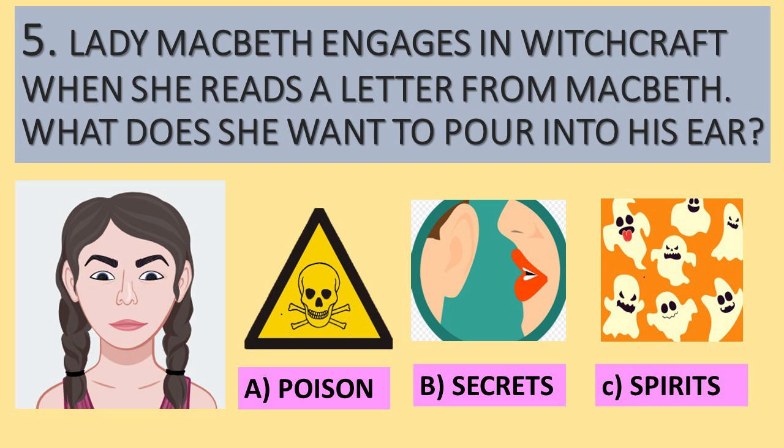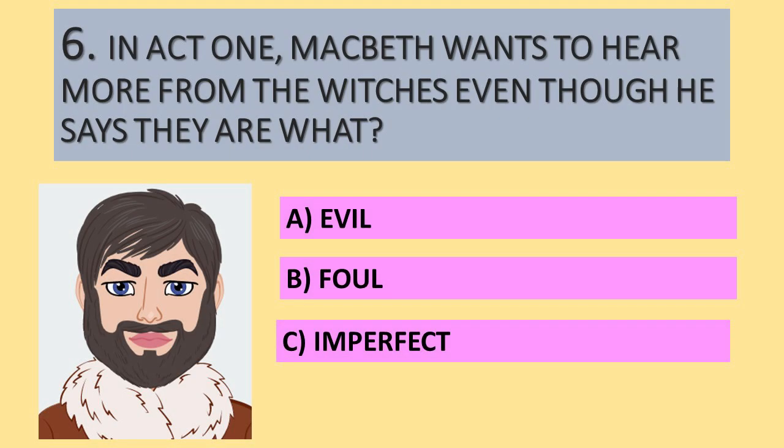Question number 5. Lady Macbeth engages in witchcraft when she reads a letter from Macbeth that tells her he's met with the witches. What does she want to pour into his ear? Is it A, poison, B, secrets, or is it C, spirits? Question number 6. In Act 1, Macbeth wants to hear more from the witches, even though he says they are what? Is it A, evil, B, foul, or is it C, imperfect?